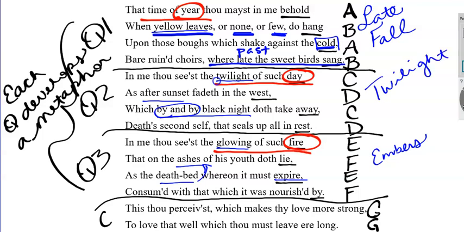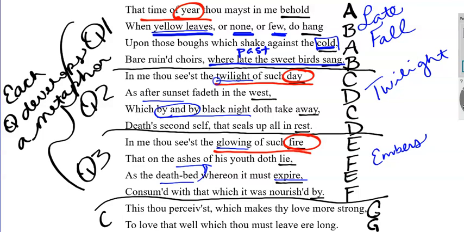So the first quatrain is the late fall. The second quatrain, he's comparing his stage of life to twilight. And in the third quatrain, he's comparing his life to the embers, because he says the glowing of such fire on a bed of ashes. So if we are to think about the stages that he's describing as his life right now, you can see that he's nearing the end, right?